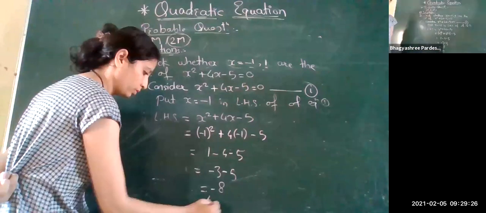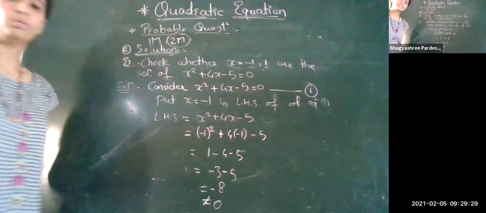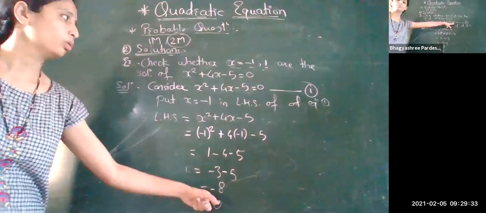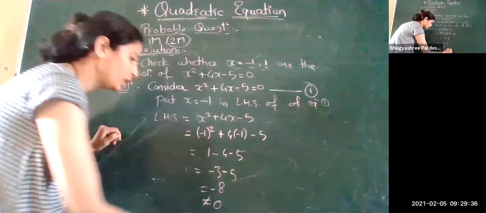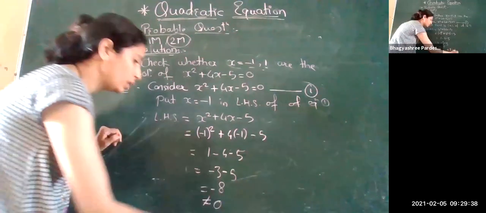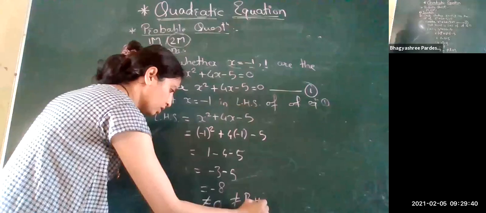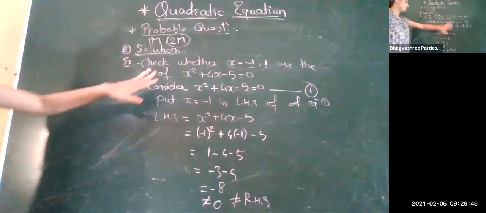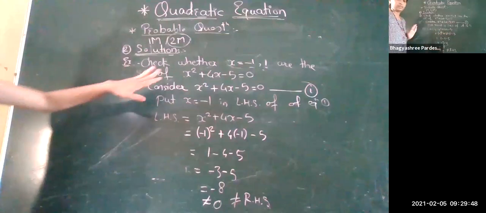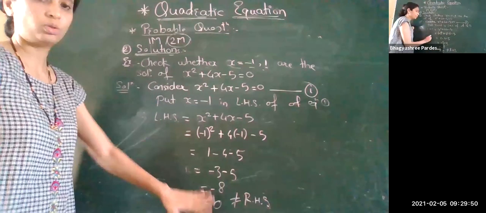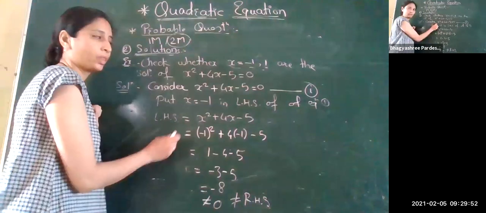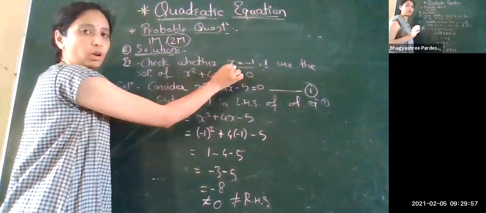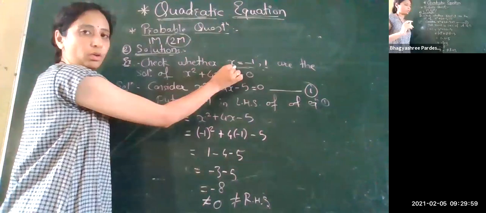Now look here. What is this? This is equal to minus 8. That means this is not equal to 0. Not equal to 0 means this is not equal to RHS. Since the given value of x does not satisfy the equation, we say that x is equal to minus 1 is not a solution of this one. Dear students, it is very, very easy. Whatever quadratic equation is given to us, in that equation we have to substitute the value of x which we are asked to check, and simply solve that.